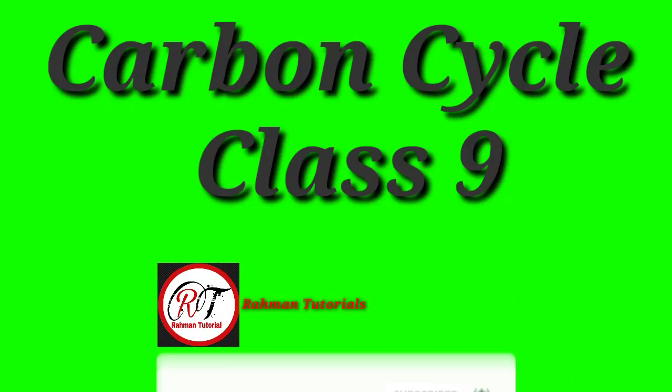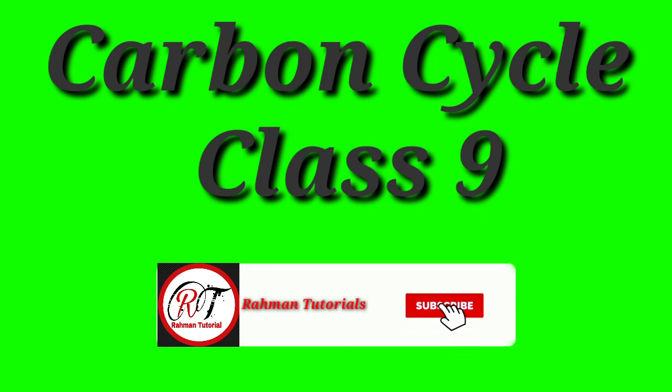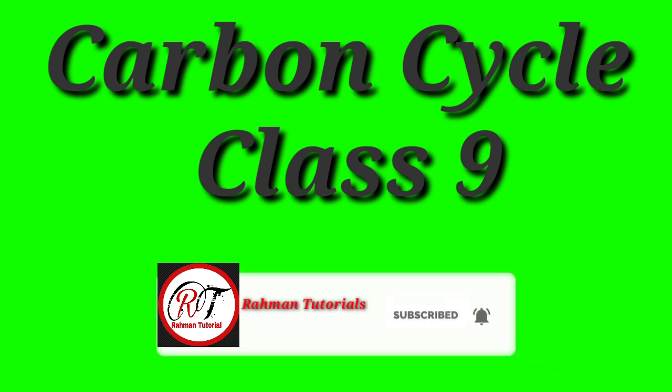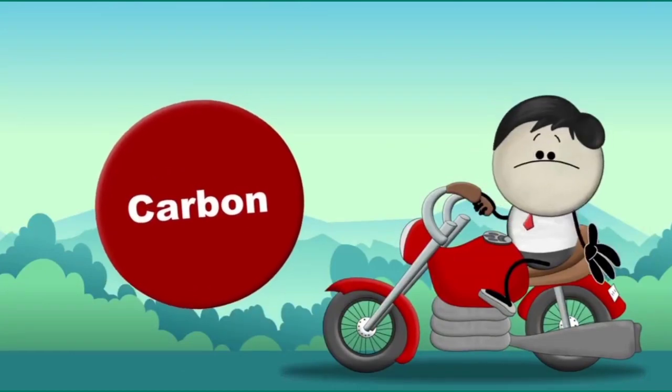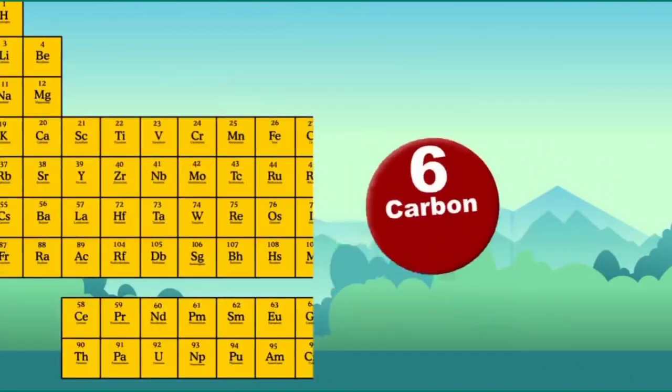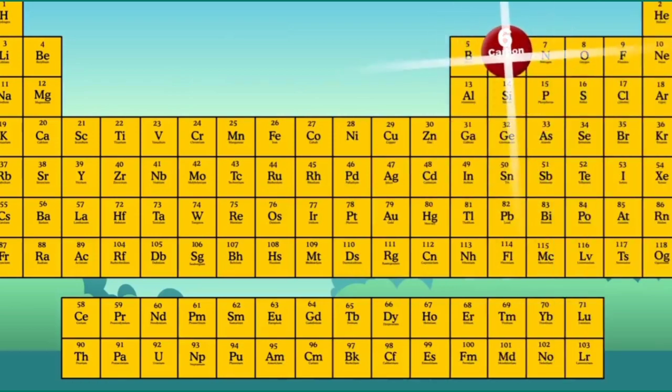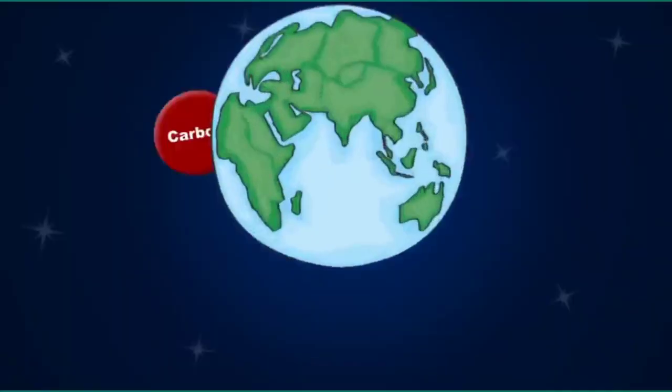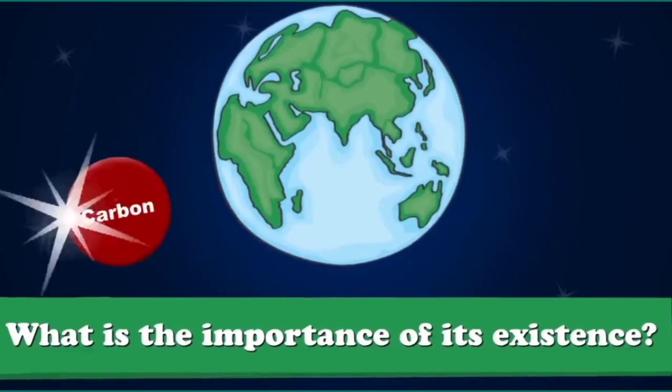In this video we are going to learn about carbon cycle class 9. Do you know what is carbon? Carbon has atomic number 6, present in the second row in the periodic table. What is the importance of carbon's existence?